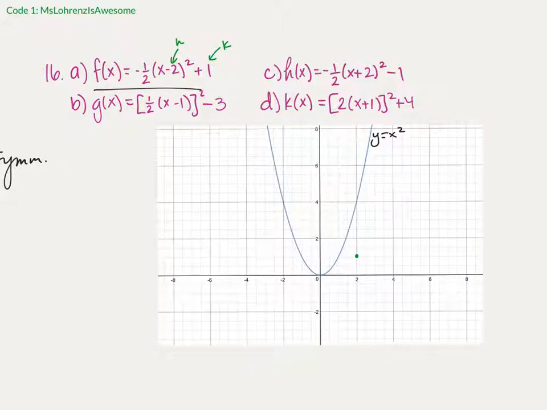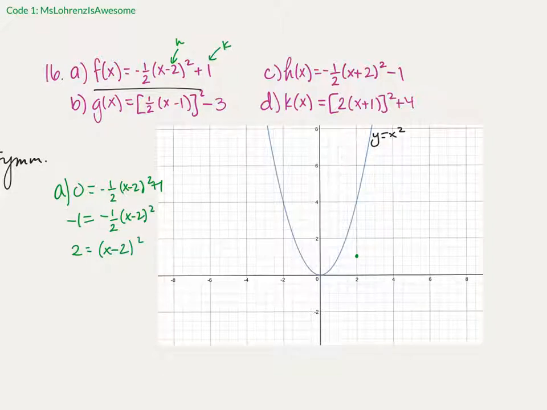And then it opens downward with an a value of 1/2, which means it's going to be pretty fat. So what I'm going to do to help me figure this out is find my x-intercepts. So if I look at a, for my x-intercepts, I'm going to set it equal to 0. Move the 1 over. Multiply both sides by negative 2. So my x-intercepts are 2 plus square root 2 and 2 minus square root 2.